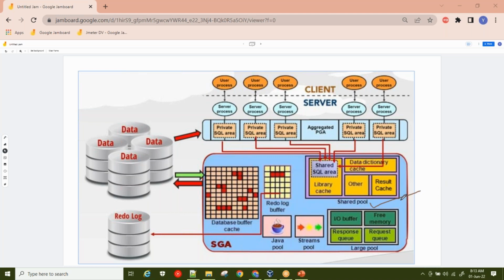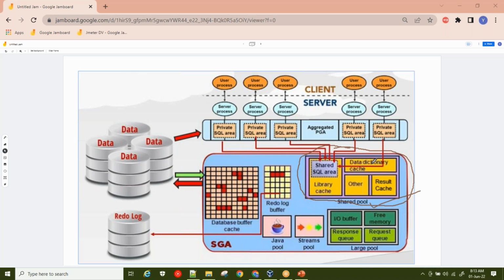Now, it is a very large cache. This shared pool, only this shared pool, I'm talking about this one alone. It's a big memory area cache. It has a library cache, it has a result cache, and each has its own specialized purpose. Now let's see them one by one.